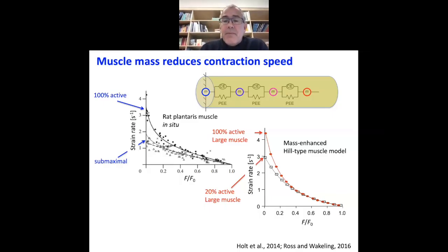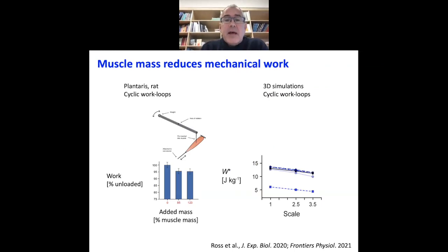So then Stephanie Ross in my lab tried to experimentally parse out the mass effect. She had a rat plantaris muscle. She wanted to make the muscle heavier during the experiment, which is not easy to do, but she had a system in which she could impose a virtual mass. She had a little lever arm with a pin going into the muscle, and on the other end of the lever arm, she can add some weights. So the muscle will see the inertial effect of the weight on the far end of the arm.